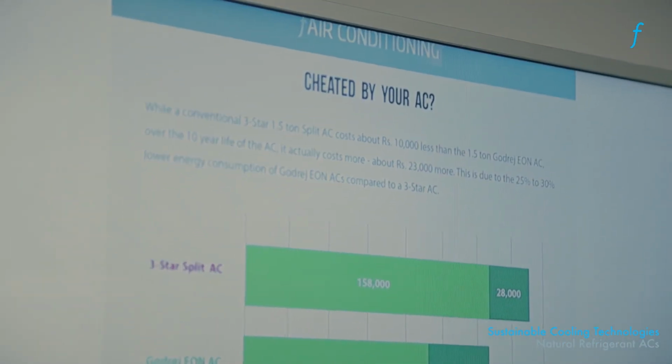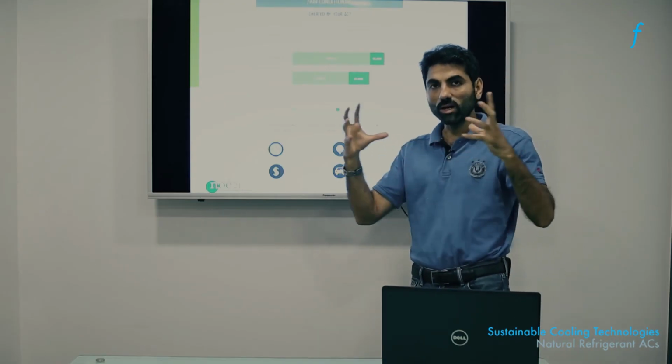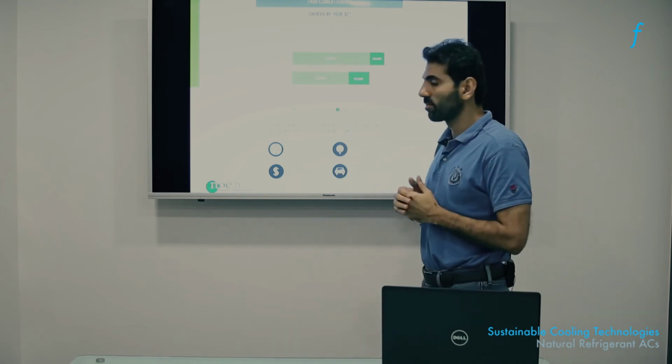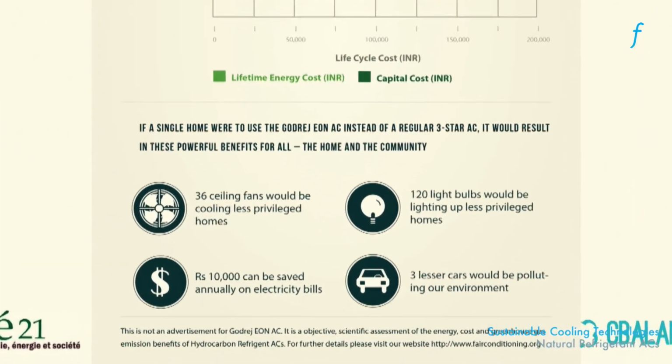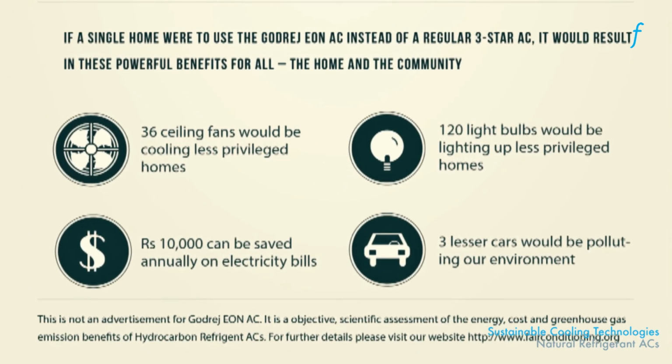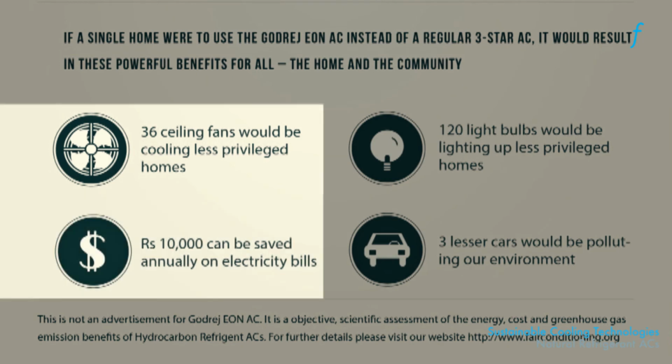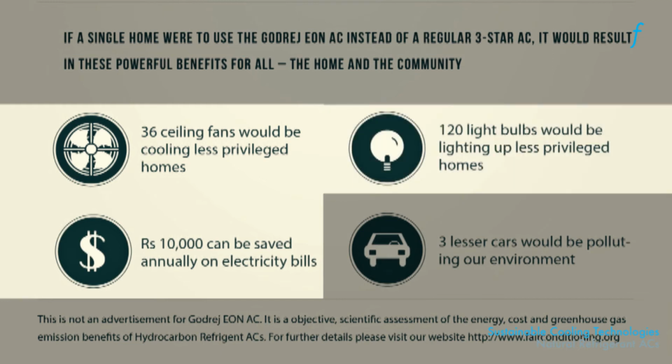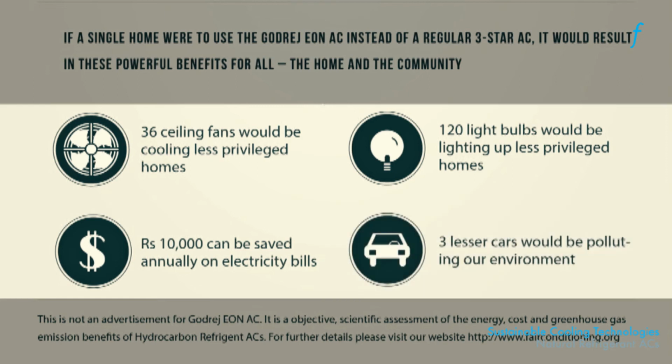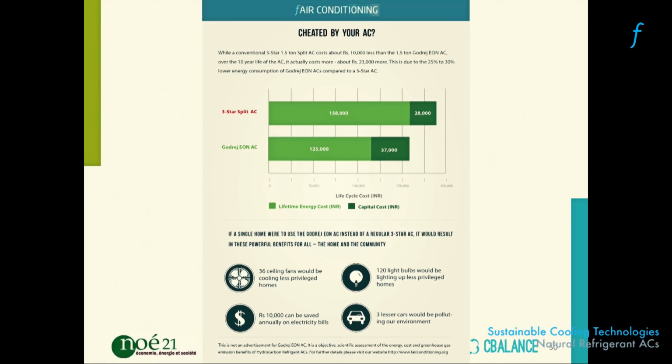Therefore, there is no real disparity between economic and environmental considerations as long as we adopt a long-term view on things. This is exemplified by this chart. Switching one of these ACs to a Godrej Eon AC enables these kinds of benefits if one home were to adopt it. For example, if one home which has 3 of these ACs were to replace them with Godrej Eon ACs, they would be able to power 36 ceiling fans. They would save about 10,000 rupees annually if 3 ACs were being replaced. 120 light bulbs could be lit in other people's homes, and it would be the equivalent of 3 cars being taken off the road in terms of reduced pollution and global warming impacts. Therefore, this is a win-win-win technology environmentally and ecologically.